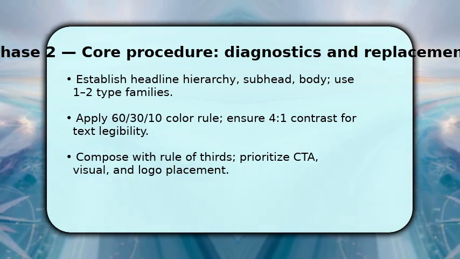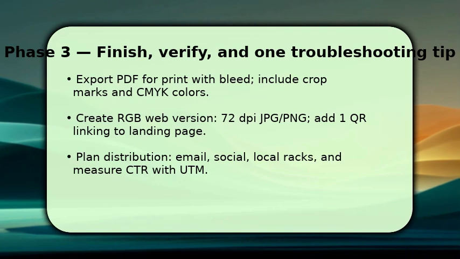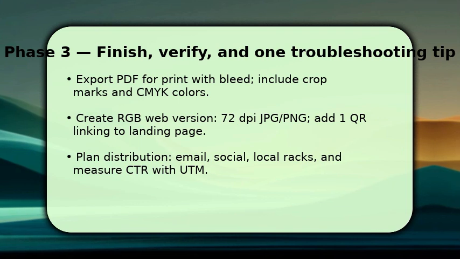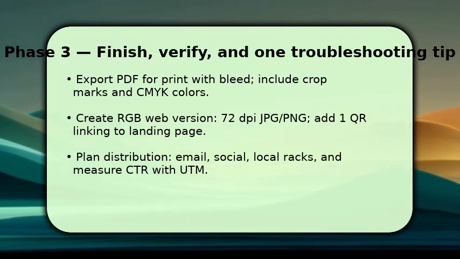Export a print-ready PDF in CMYK with bleed and crop marks. Verify fonts are embedded and images remain 300 dpi. Then create an RGB web version at 72 dpi as JPG or PNG and add a QR code that points to a tracked landing page.